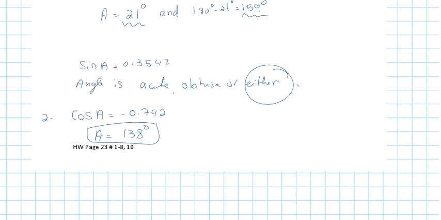The only one that will have two answers, eyes on me, the only one that will have two answers is sine. Cosine, if it's negative, you're going to get the obtuse angle. That's it. Period.